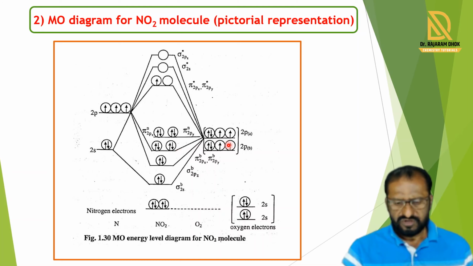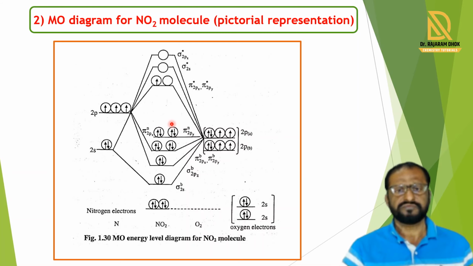Now here the other atom's py and pz do not take part in the bond formation because such a symmetrical atomic orbital is not present in nitrogen. And so these two molecular orbitals remain as non-bonding, and for that we give the names, that is pi n2py and pi n2pz. These are the two non-bonding molecular orbitals.